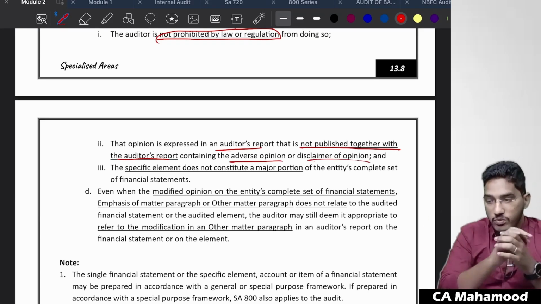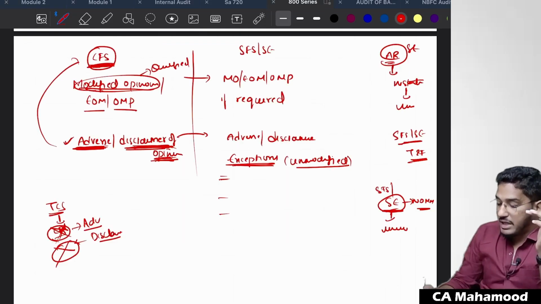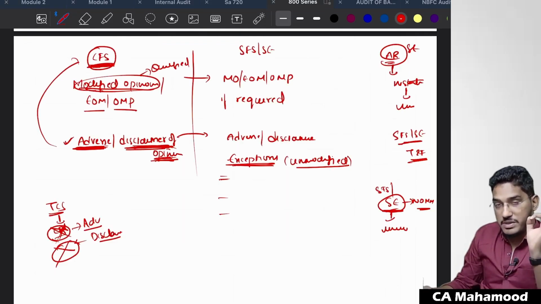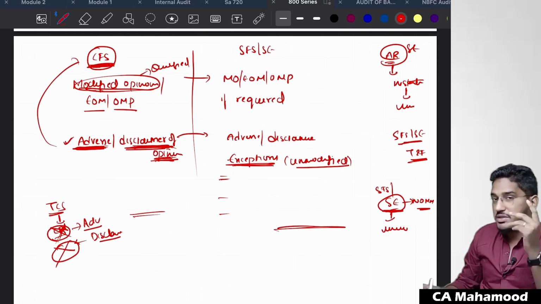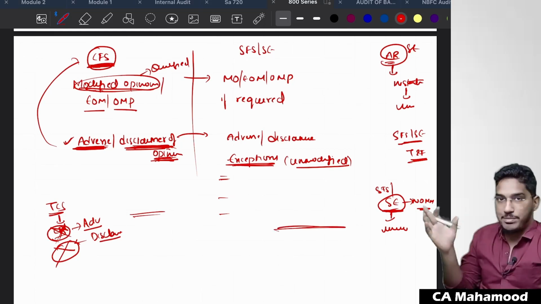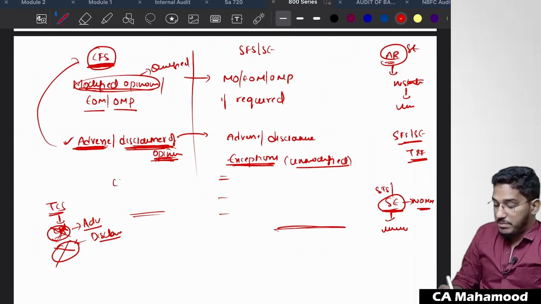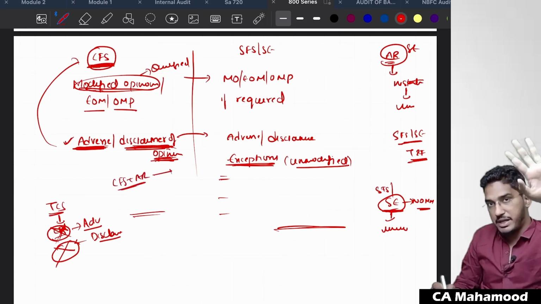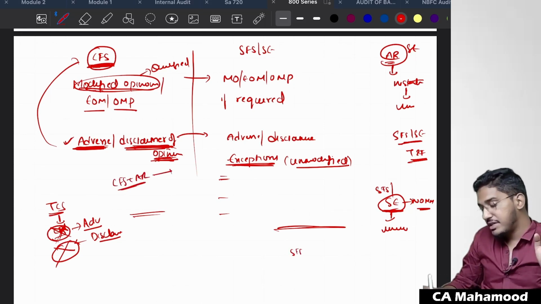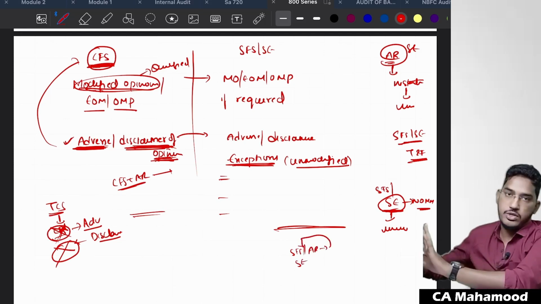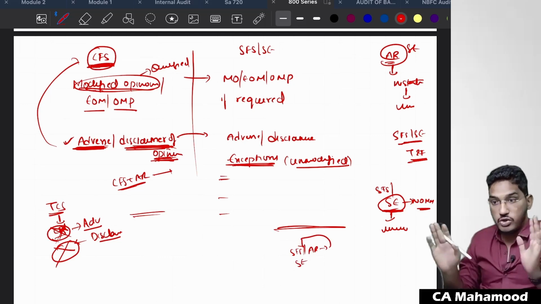Now what they are telling is, if you want to give a separate unmodified opinion on this single element or specific element or single financial statement, in that case, both the reports should not be published in a single document. You have to publish them separately. That means the complete financial statements and the audit report on the complete financial statements should be published as a separate document. And the single financial statement and the audit report containing an unmodified opinion on that single financial statement or specific element should be published in a separate document. Both should not be published together.